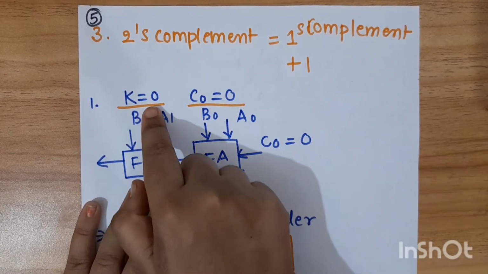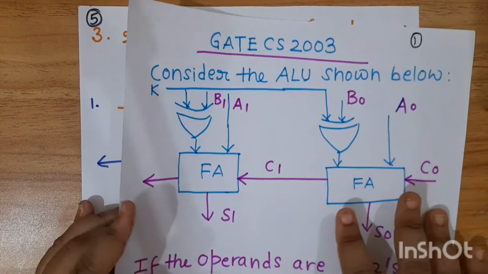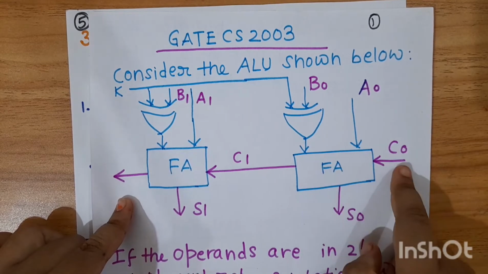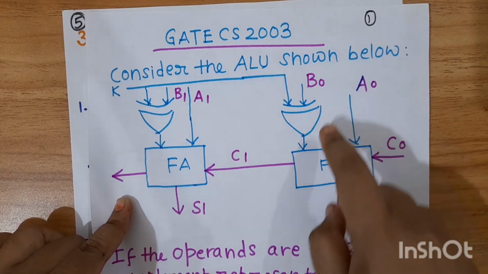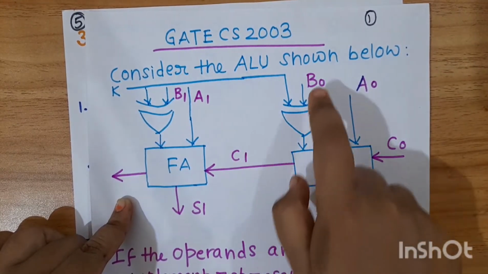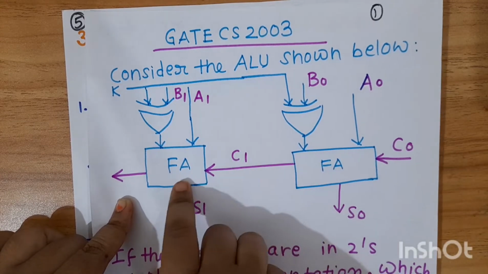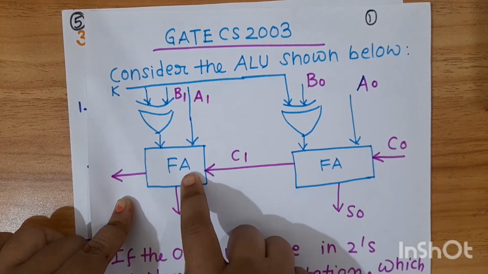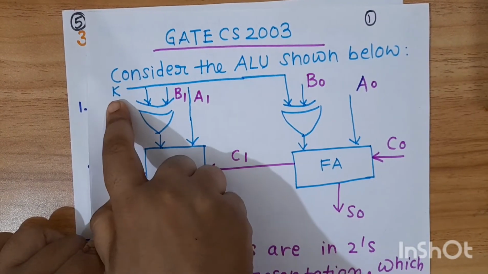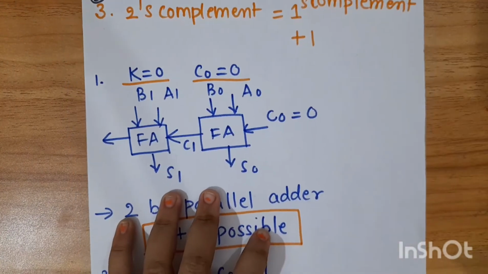Now when K is equal to 0 and C0 is equal to 0, for this full adder the inputs are C0, A0, and B0 XOR K. B0 XOR 0 is B0 only. And here C1 is going to the full adder. One input is A1, the other input is B1 XOR K. K is 0, so the output of the XOR is B1 only. So the circuit would look like this.